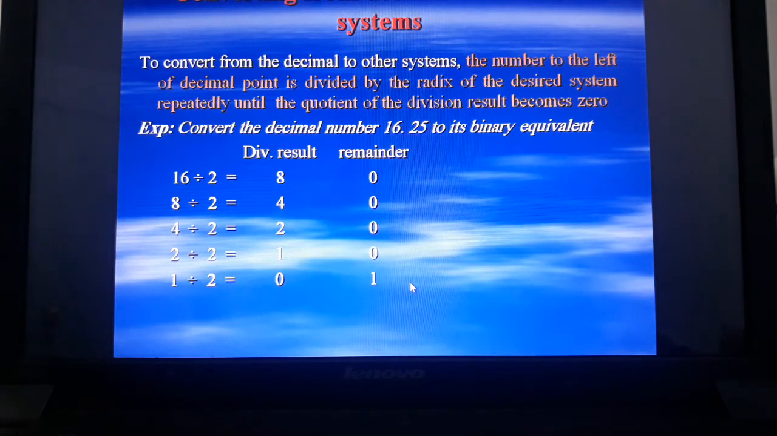To find the equivalent binary number, we have to take the digits from the bottom to the top, i.e. 1, then followed by 0, by 0, by 0, by 4 zeros. Therefore, the 16 in decimal equals 10000 in binary. These digits are the remainders of the division process.